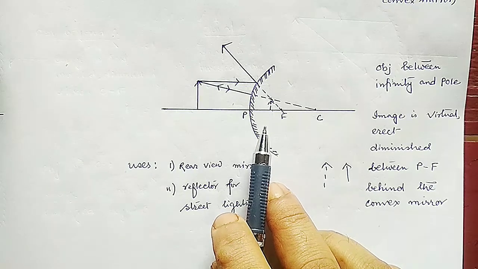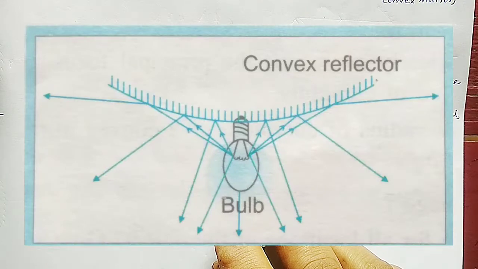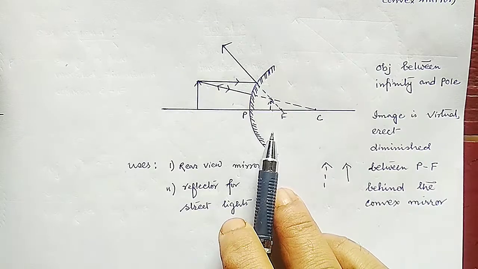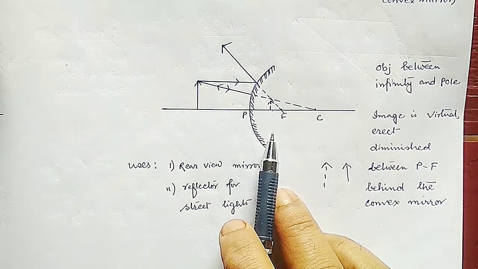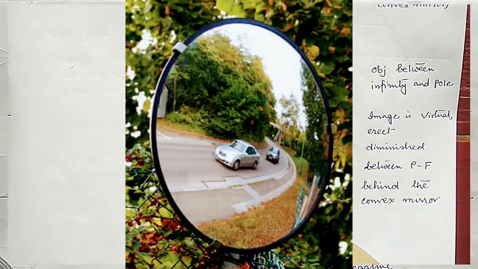This type of mirror can be used as a reflector for street lights because it diverges rays over a large area and hence illuminates that area. Even a convex mirror can be used for safe view of dangerous corners. So it has multiple uses. For exam purposes, at least try to remember 3 uses of it.